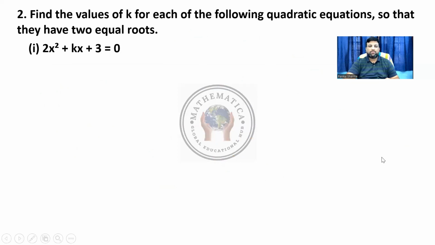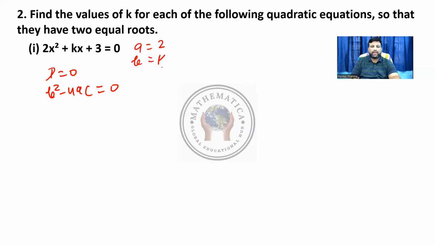Now we can see question number second, first part. They are telling us to find the value of k for each of the following quadratic equations so that they have two equal roots. So everybody knows in a quadratic equation the roots are equal when the discriminant is equal to 0. So discriminant means b square minus 4ac is equal to 0. Here we can see a is 2, the coefficient of x square, b is given k and c is given 3. Now we can substitute all these values. k whole square minus 4, a is given 2 and c is given 3.